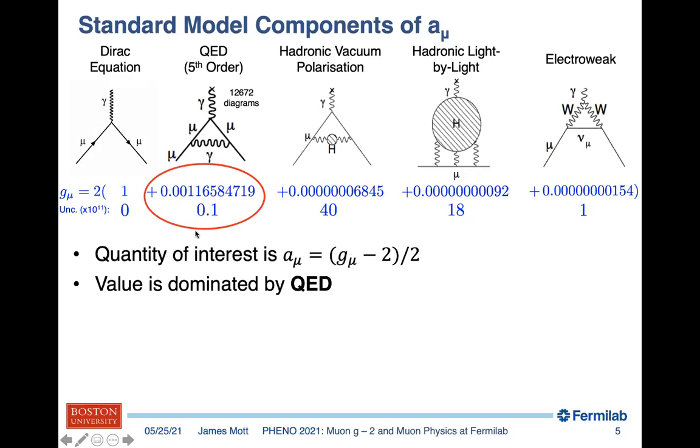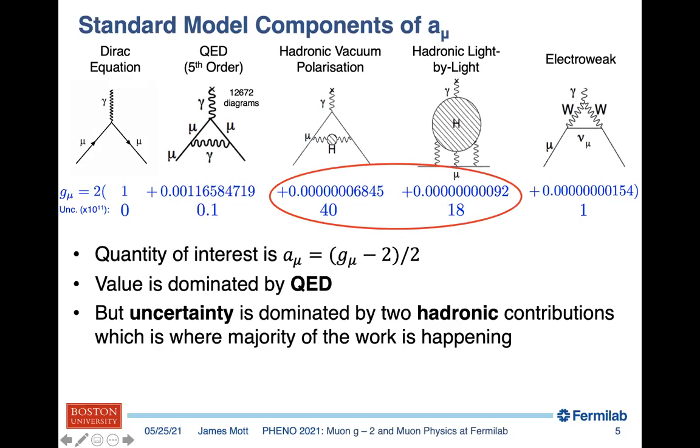But the uncertainty from QED is very small because we can calculate it, and indeed it's been calculated at 5th order. Where things get messy are these hadronic terms, and this is where the uncertainty is dominated. You can see it's 40 and 18 compared to these other two small numbers here. So this is where the majority of the work from the theory initiative is happening right now.